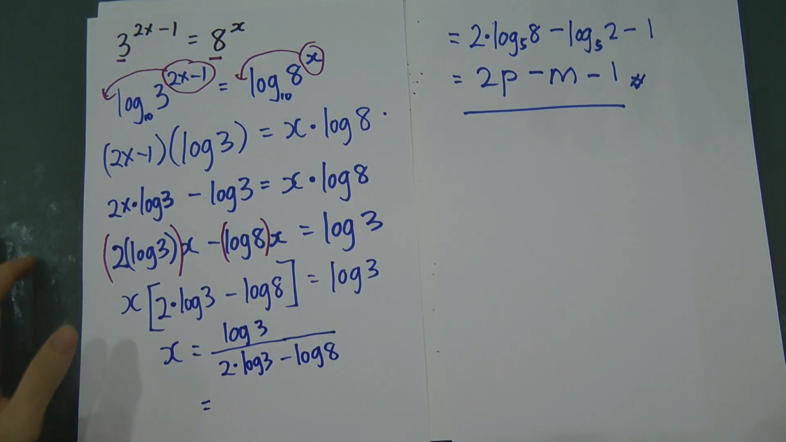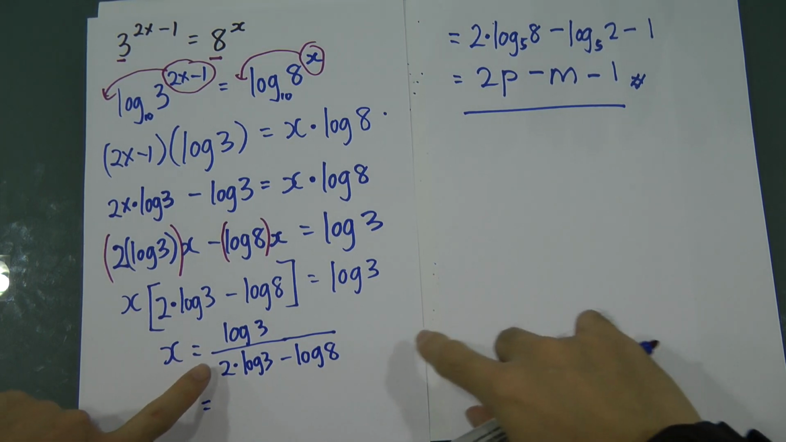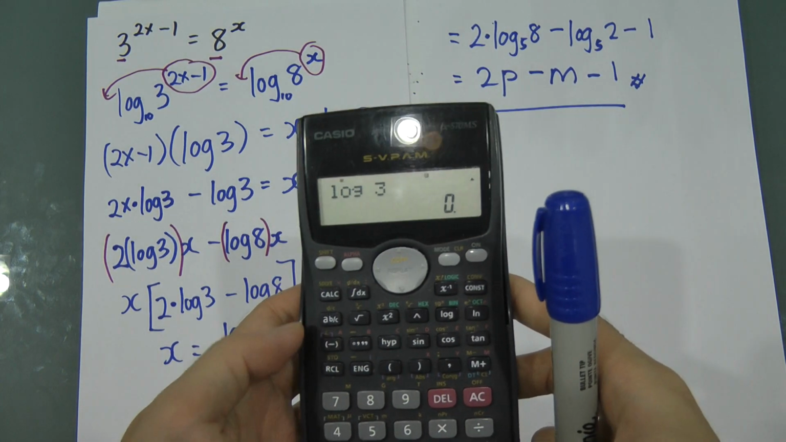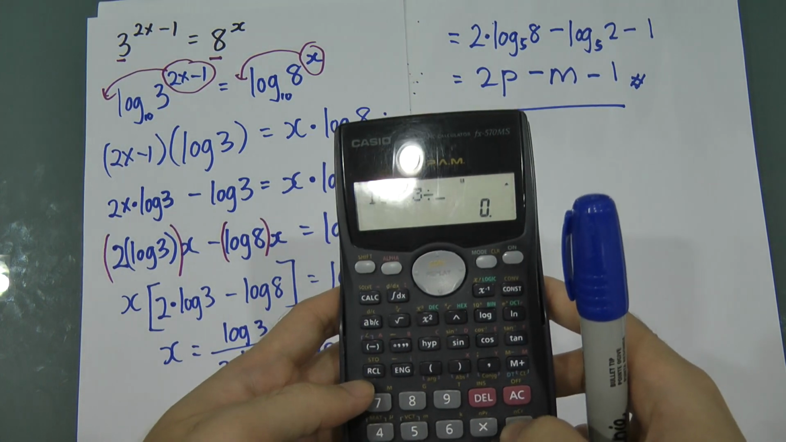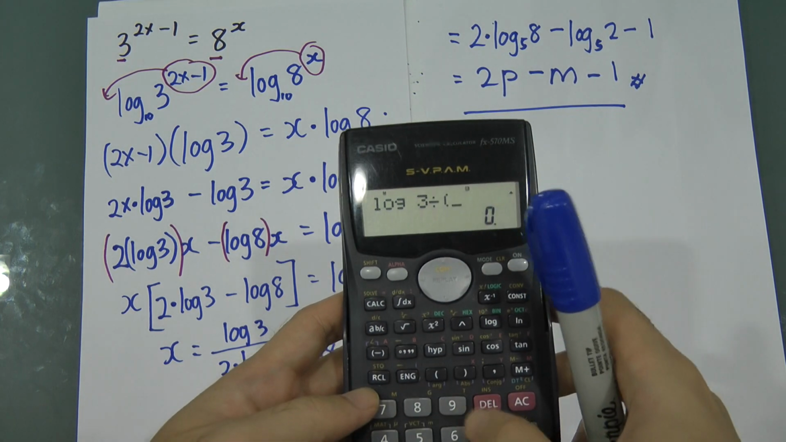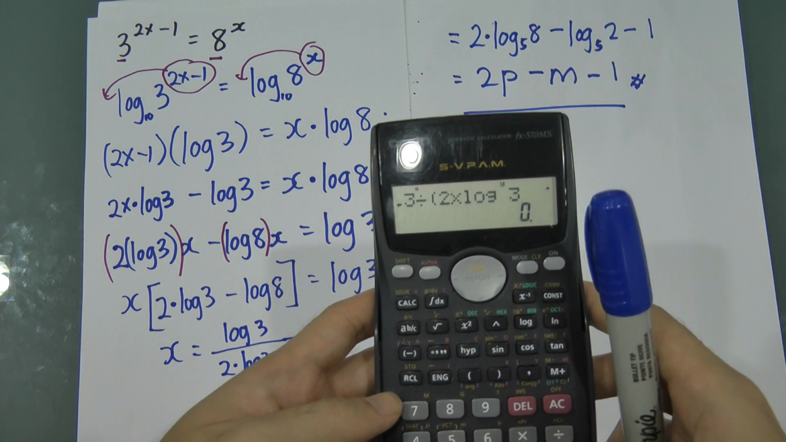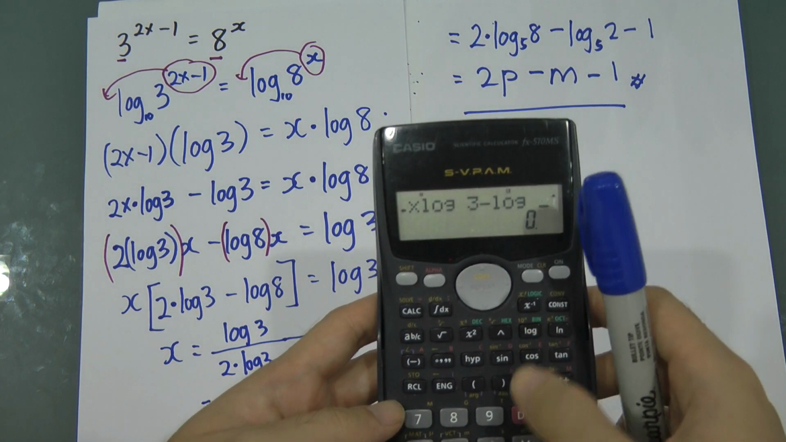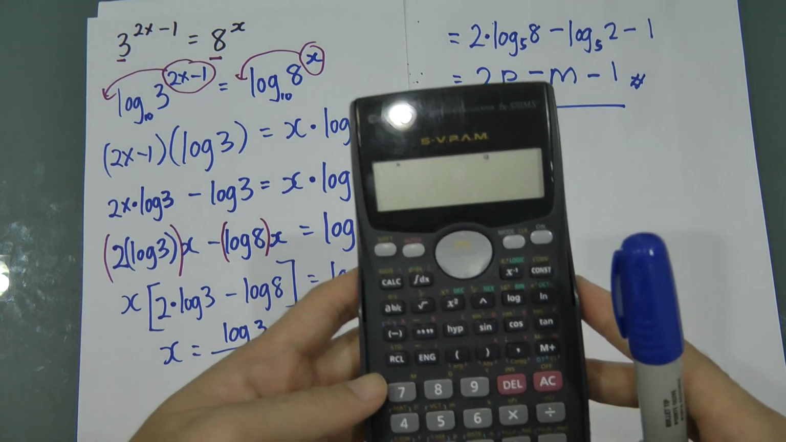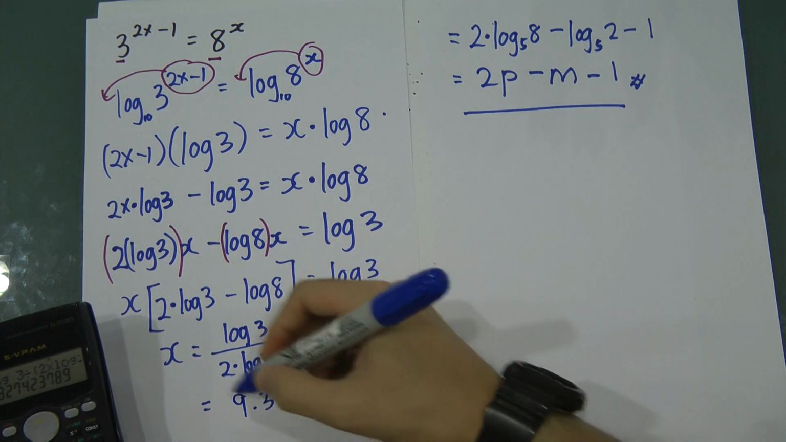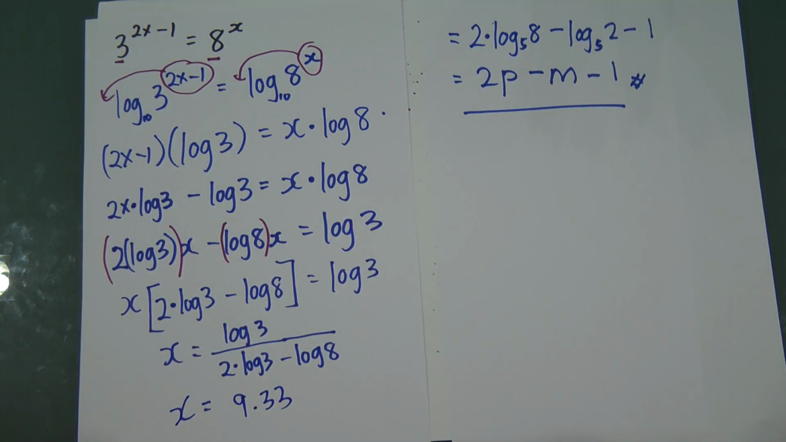Just like this. And then of course, the last part you can press the calculator. When I press the calculator, you must be careful. The better way is to put the bracket on the bottom. So I'm going to teach you how to press it. Log 3, and then we divide. I'm going to press the bracket, 2 multiplied by log 3, and then minus log 8, close bracket. So I will get the value 9.33 for x. Alright, you can do it like this.